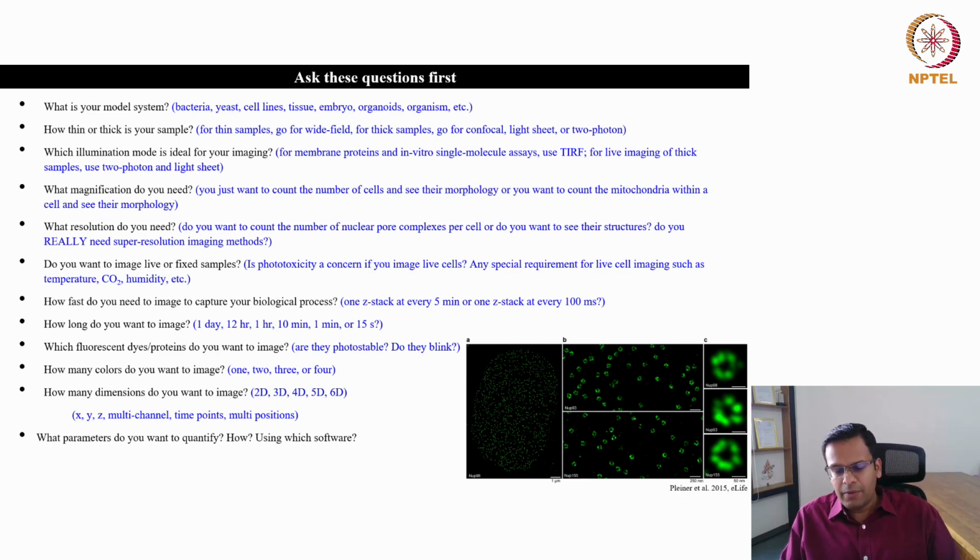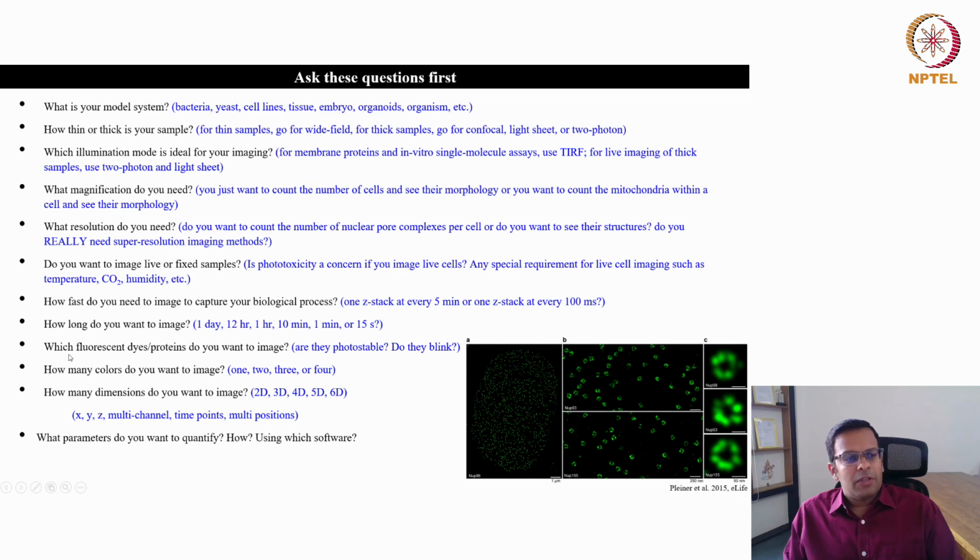Because your cells are live, and you want to image them for, let's say, 1 day or 2 days, you need those kinds of fluorescent proteins which do not bleach so fast, because you will image them so frequently for such a long period of time. So you have to decide how long you want to image, because the total duration of the movie can vary significantly from 15 seconds to 1 minute to 10 minutes to 1 hour to 12 hours to even several days. That's why you need to figure out how long you want to image.